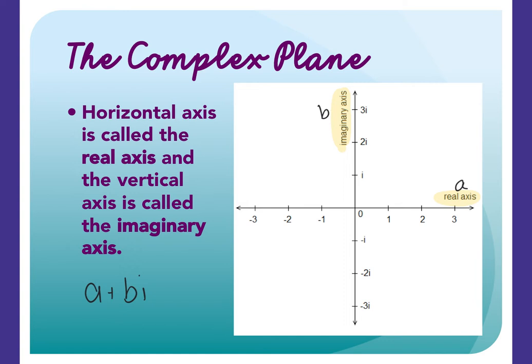So if my complex number is like 2 minus 3i, then I would go to the right 2, and then I would go down 3. And that would be that coordinate point. It is just a point, not a ray. So the real axis is your x-axis. The imaginary axis is your y-axis.